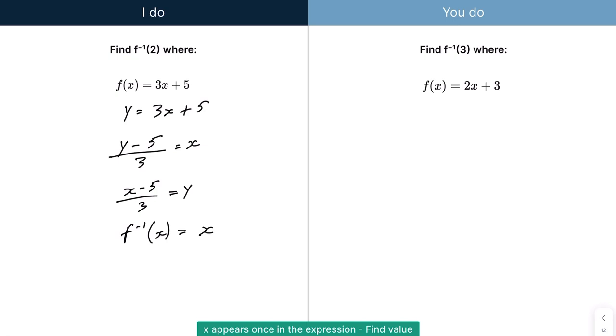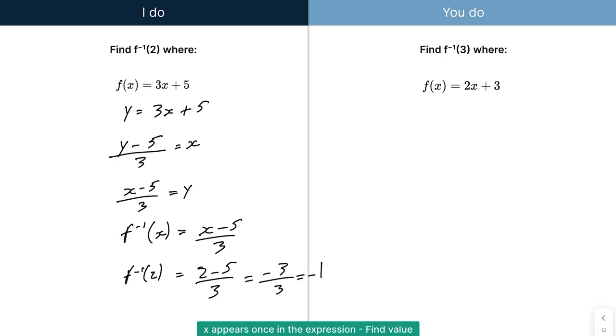So we've now gotten this far, but there's one extra step to this now. We need to find the inverse of 2. So when 2 goes into this, that becomes 2 minus 5 over 3. So 2 minus 5 is going to be minus 3. Divide that by 3, so the answer becomes minus 1.